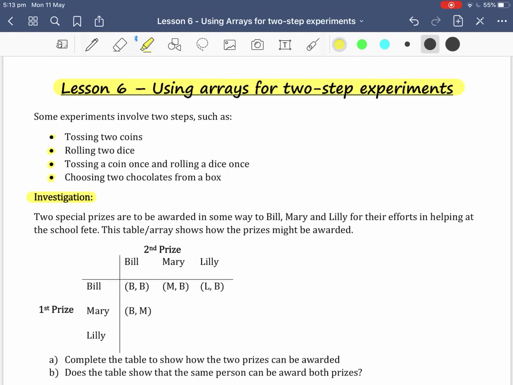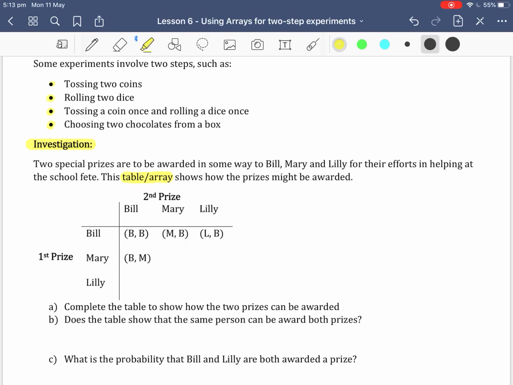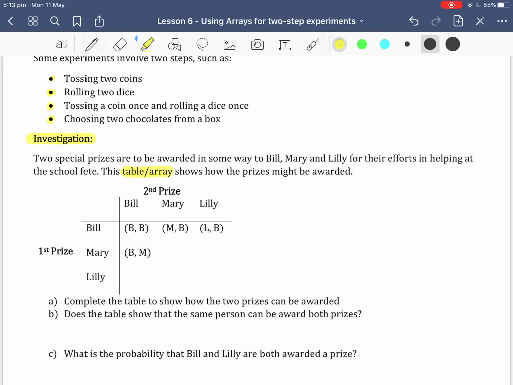Two special prizes are to be awarded in some way to Bill, Mary and Lily for their efforts in helping at the school fete. This table/array shows how the prizes might be awarded. Part A, complete the table to show how the two prizes can be awarded. So you'll see in our table we have our first prize here and we have our second prize here. For our first prize Bill, Mary or Lily can win it. And for our second prize Bill, Mary or Lily can win it.